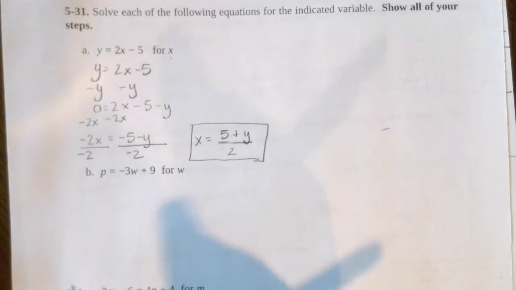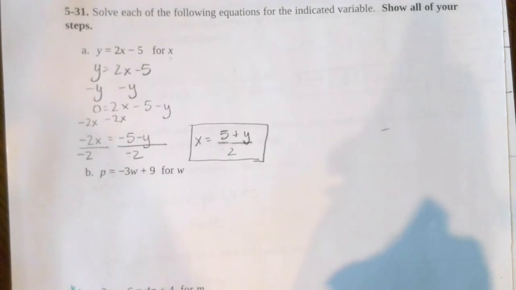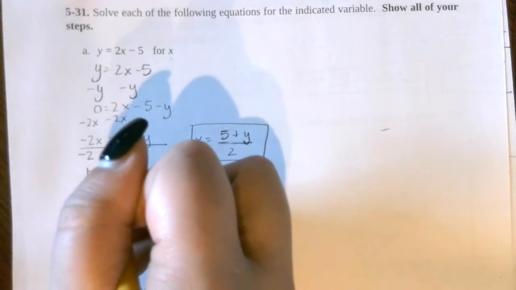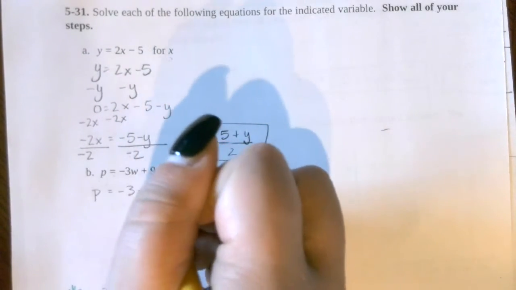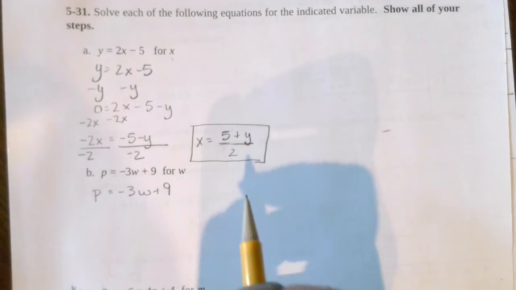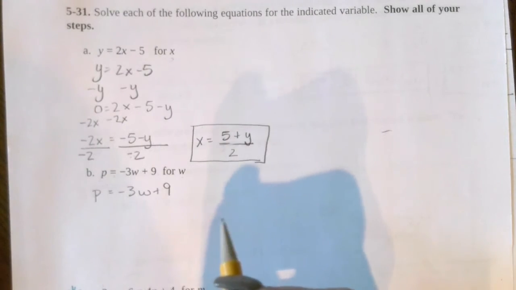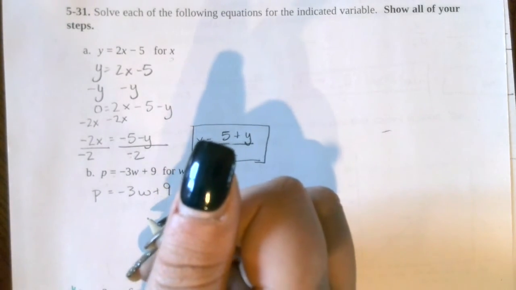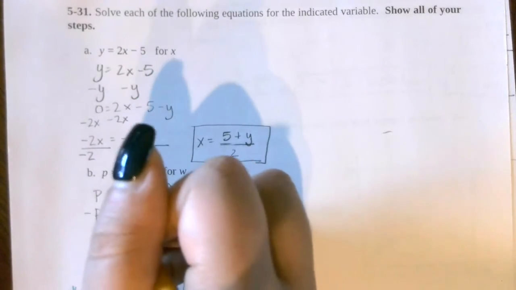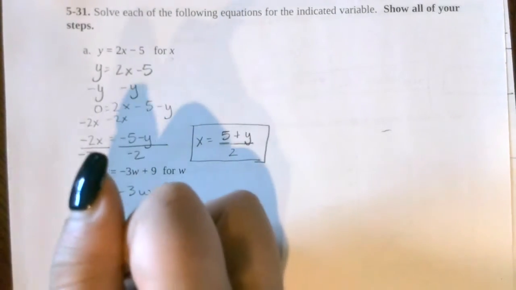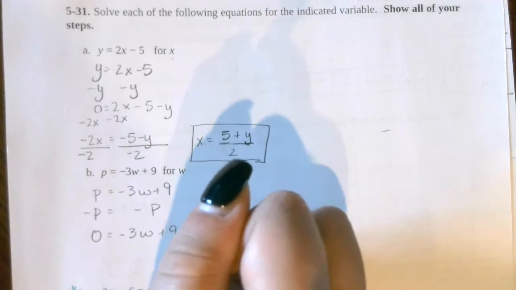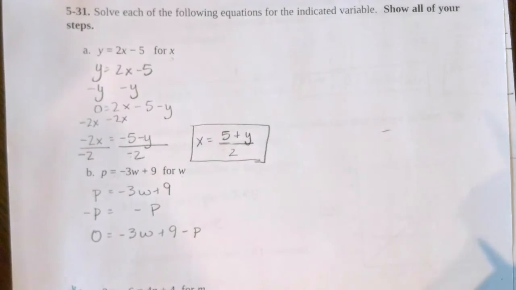Of course, we're not solving for p because it's already given to us. So we have to solve for w. So first step that we're going to do, let's see, p equals negative 3w plus 9. I just like to rewrite it, then I don't have to worry about that. Okay, so first things first, let's just subtract by p and put that on the other side first. Okay, so right now we have 0 equals negative 3w plus 9 minus p. Look at that nice long equation.